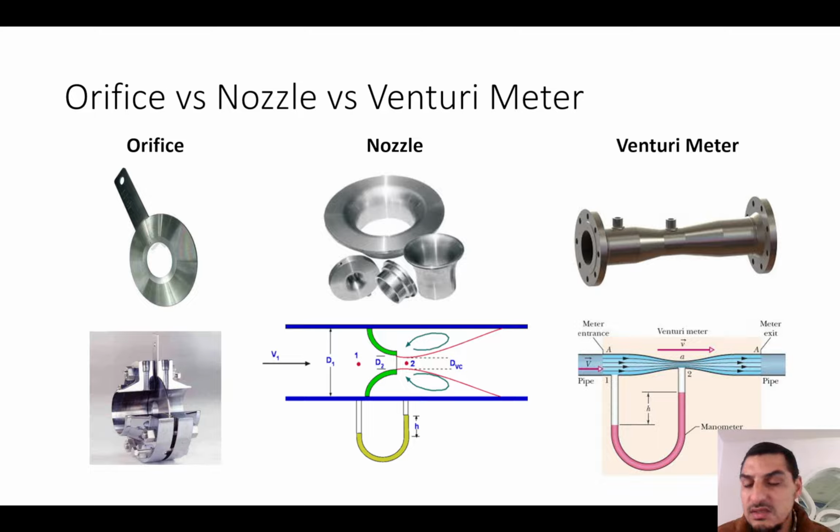So anyway, this is the basic idea of the obstruction methods. We will solve an example or two in the next video, inshallah, to clarify this more.